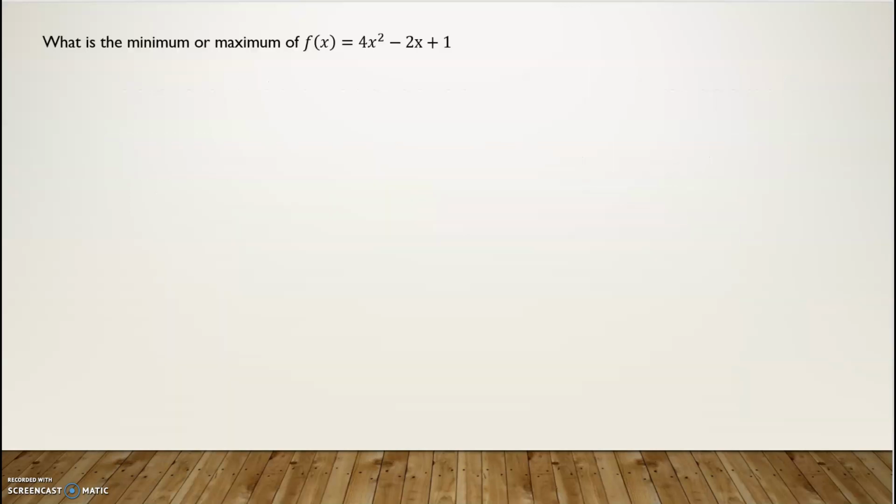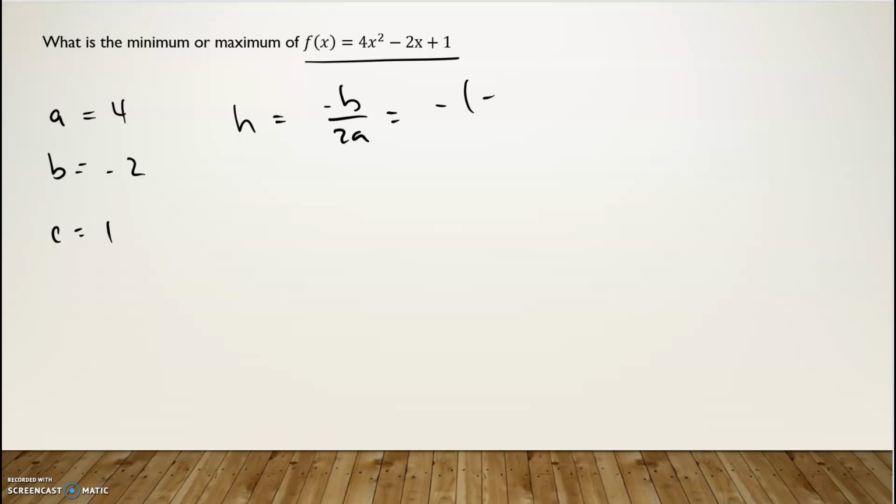Okay, so what is the minimum or maximum of this function here? Now notice this is the general form, so we need to use the h value, so that means we need to find a and b. So a is 4, b is -2, and c is 1. h is -b over 2a, so -(-2) over 2 times 4, so positive 2 over 8.